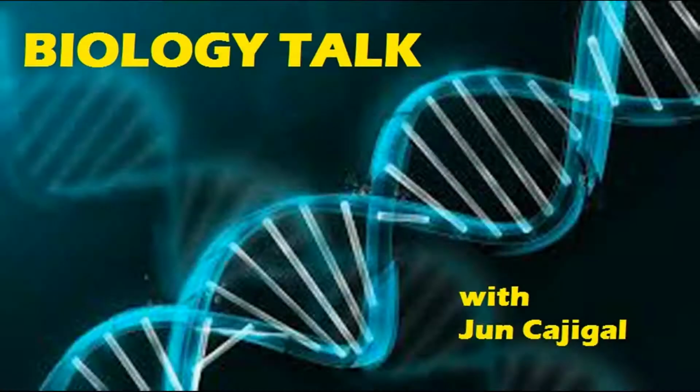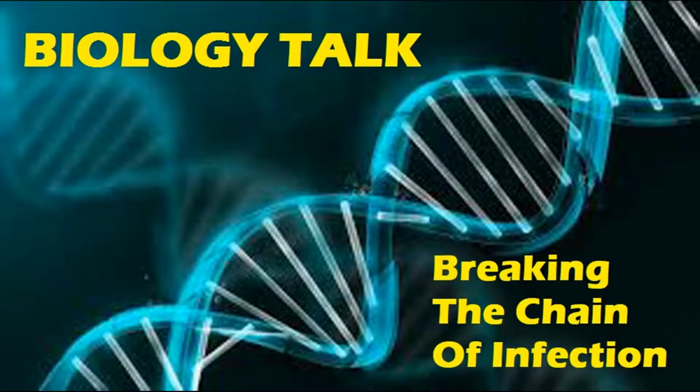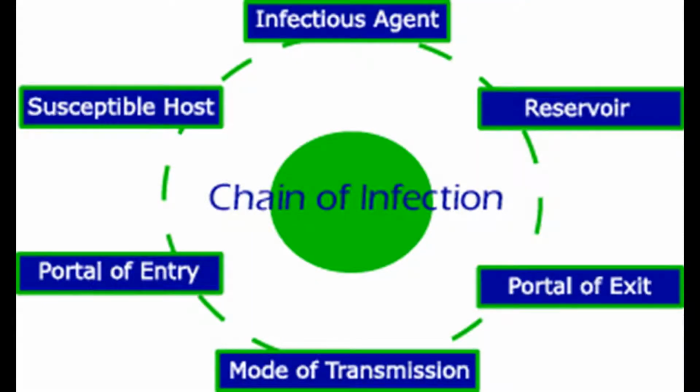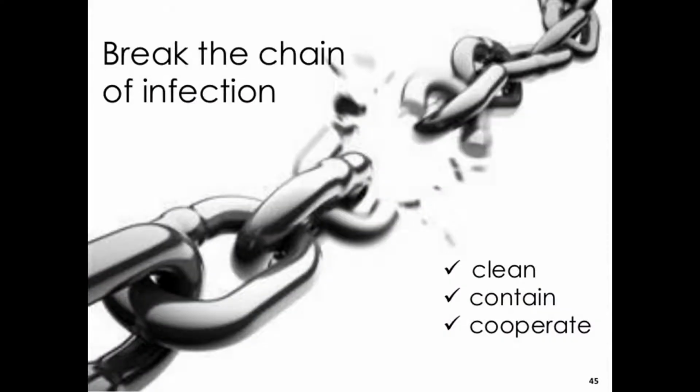This is Jun Cajigal, and for this episode, we shall study breaking the chain of infection. Now, in episode 4 entitled Disease Transmission, we have studied how diseases can be transmitted, and we have used a framework called the chain of infection to show how a particular disease like COVID-19 can spread. Now, to prevent bacteria or even viruses from infecting more people, we must break the chain of infection.